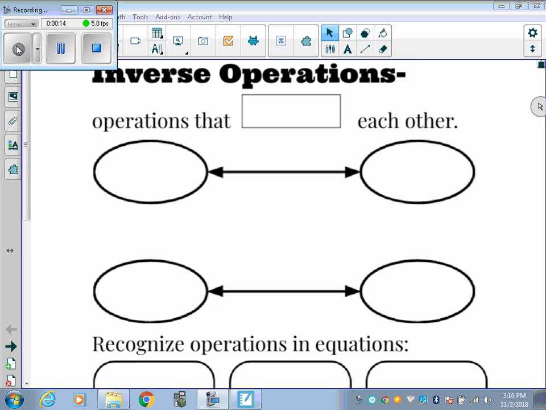Anyways, we have the notes for inverse operations. Inverse operations are operations that undo each other. Get rid of. Undo. So, first off, we have addition.